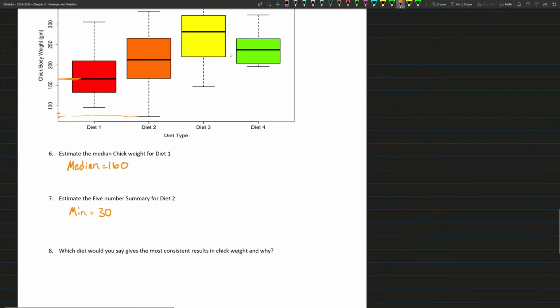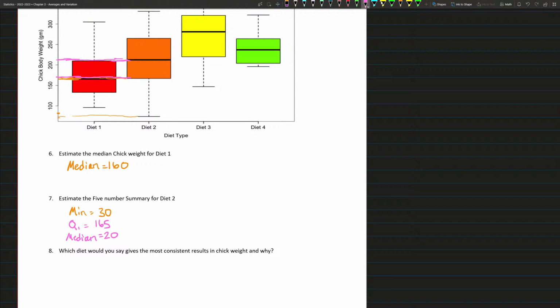The first quartile, that's right above that median. I'll do this in a different color. So it's just above 160, probably about 165 or 170. So Q1, we can say, is 165. The median, that's just above Q3 in red, probably about 220.